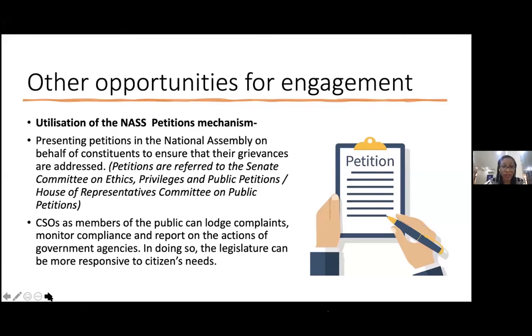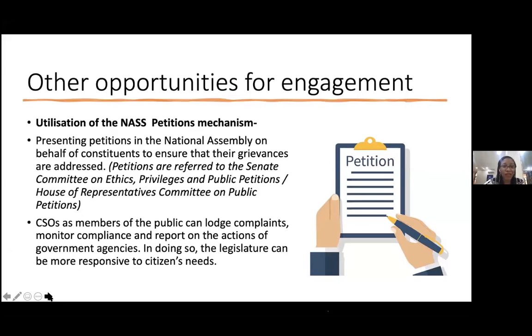So CSOs and members of the public can lodge complaints with the public petitions mechanism. They can monitor compliance on the committee. In fact, this committee is one of the busiest committees in the National Assembly, and a lot of people don't know what they are. So people can track their work and report on the actions of government agencies. In some cases, especially cases relating to unfair dismissal, they have reached a verdict asking agencies to either pay people they owe benefits or to re-engage someone who was dismissed.